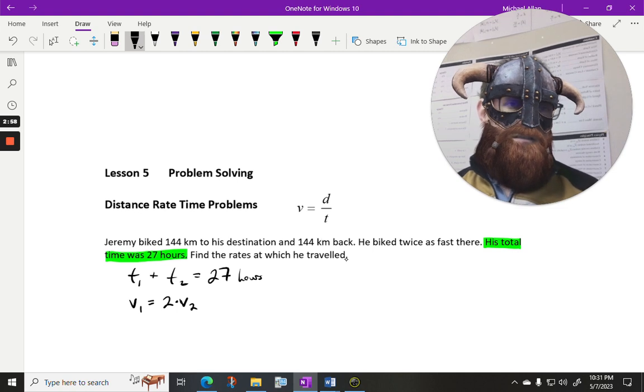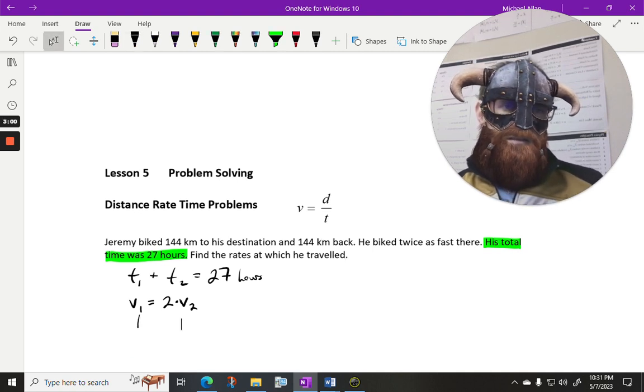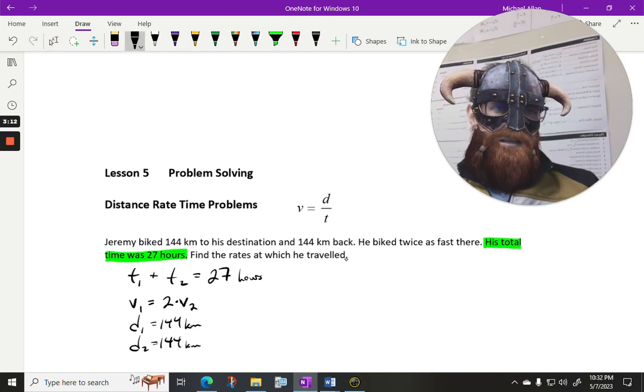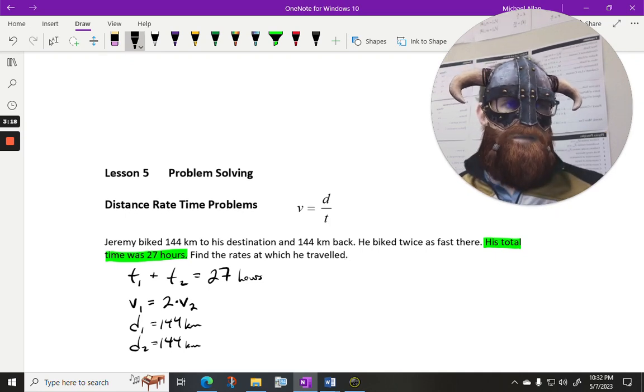Also, we know the distances. We know that distance 1 is 144 and distance 2 is 144 kilometers. So we're actually trying to find these V's here. How fast are they actually moving? We don't care about the times, but we do have to use some information up here.